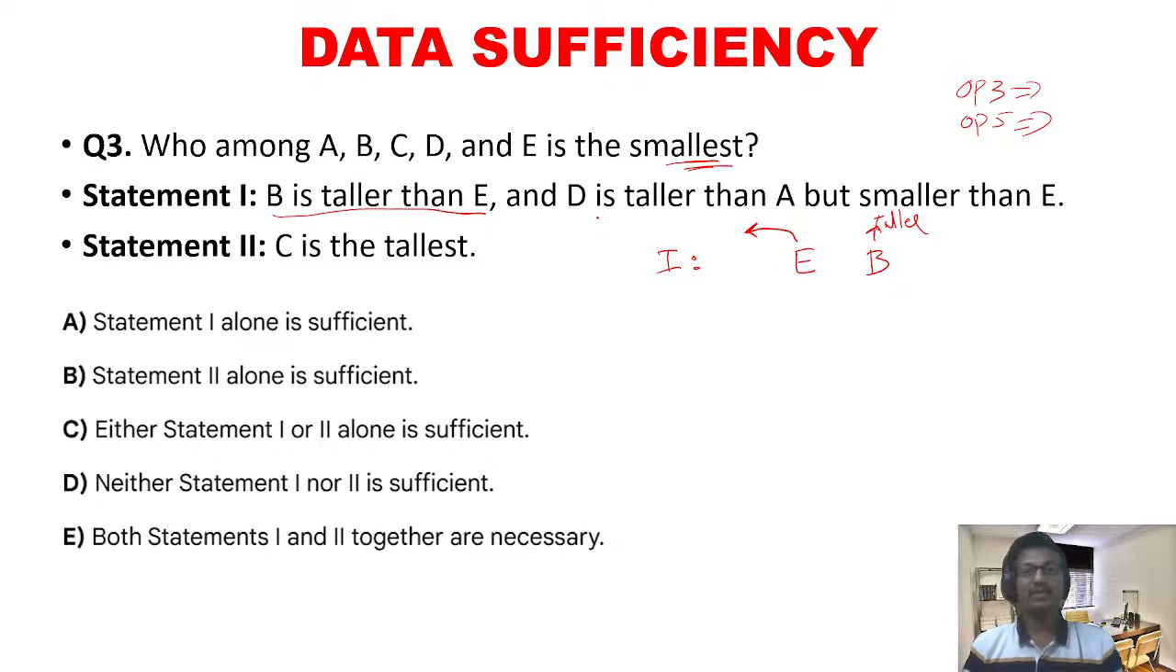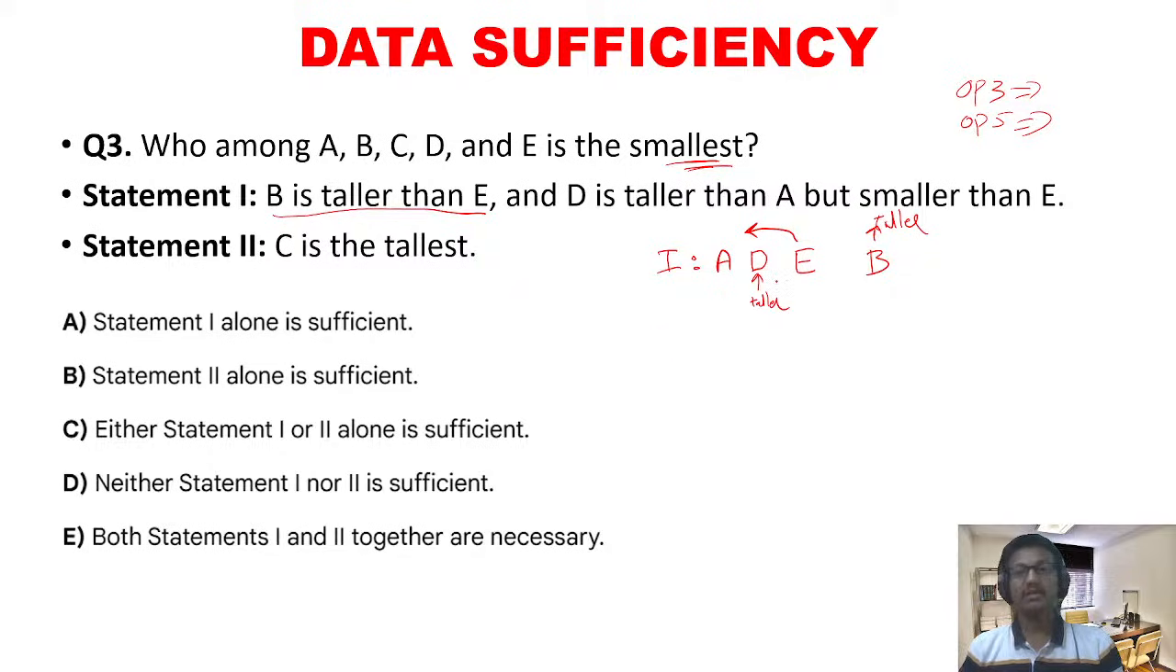Yes or no? Okay, so D is taller than A. Now you see here, D is taller than A. That means A comes to the left and D comes to the right. Okay, so since D is on the right of A, you can say that D is taller than A. D is taller than A and smaller than E. Okay, so since D is towards the left of E, then you can say that D is smaller than E.